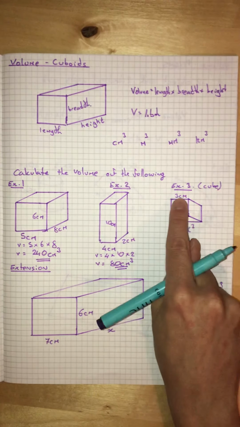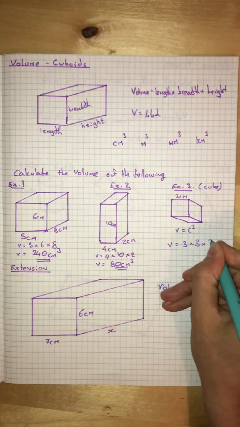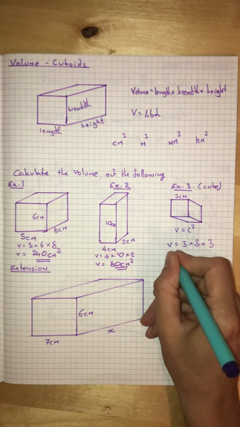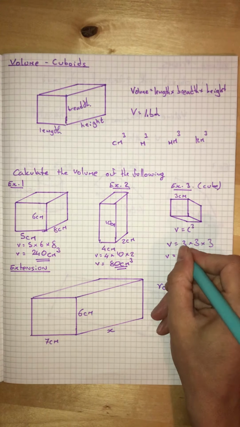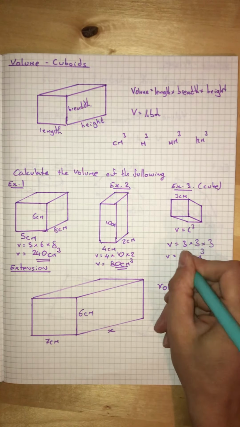So it's going to be 3, because we know they're all the same. It's going to be 3 times 3 times 3. 3 times 3 is 9, times 3 is 27 centimeters cubed.